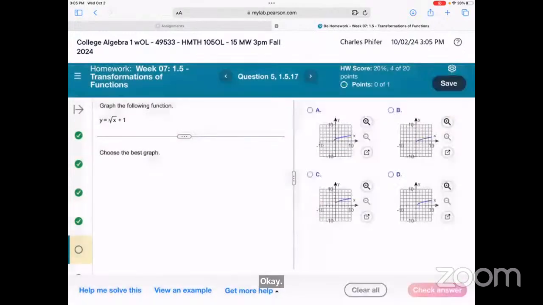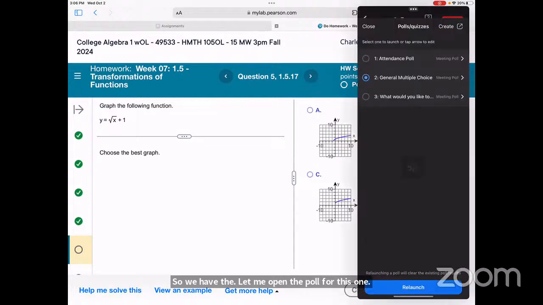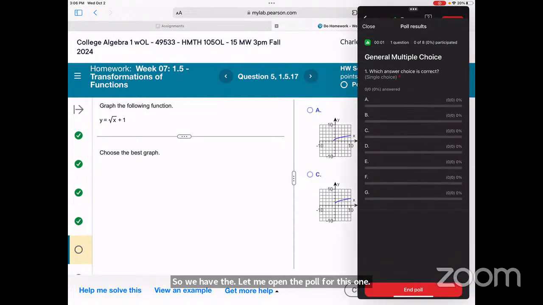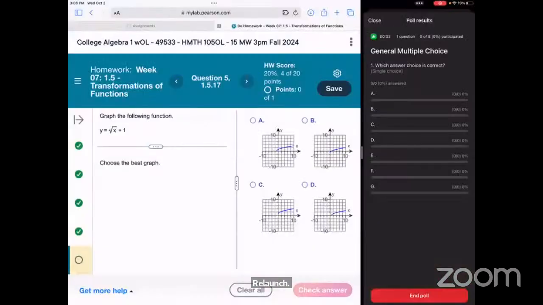So graph the following function. So we have the, let me open the poll for this one. Relaunch. Okay. So here we have y equals the square root of x, and the +1 is on the outside of the parent function. So then which graph should be the correct graph? Will it A, move it left by 1, B, move it down by 1, C, move it up by 1, or D, move it to the right by 1?